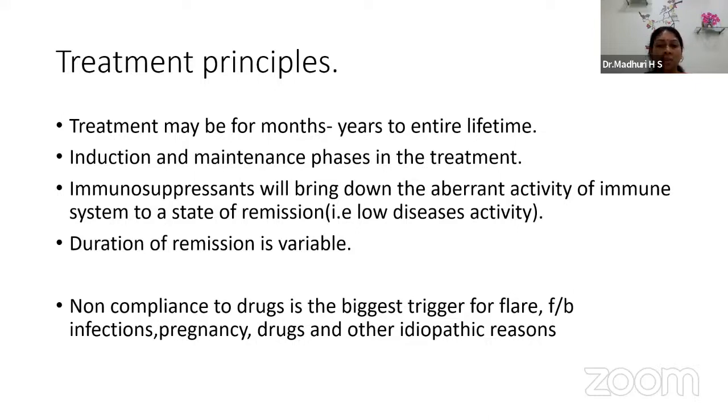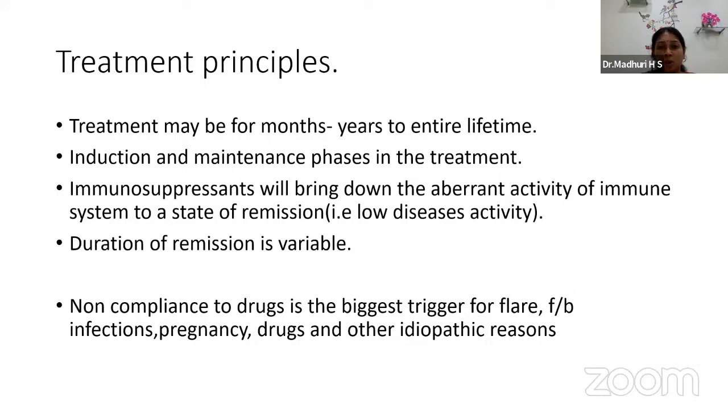Immunosuppressants will bring down the abnormal activity of the immune system to states of remission. So causing remission is the goal of treatment in all our autoimmune diseases. Cure cannot be achieved, but permanent remission is achievable sometimes, and at least a reasonable remission period is achievable most of the times. However, the remission period is variable.